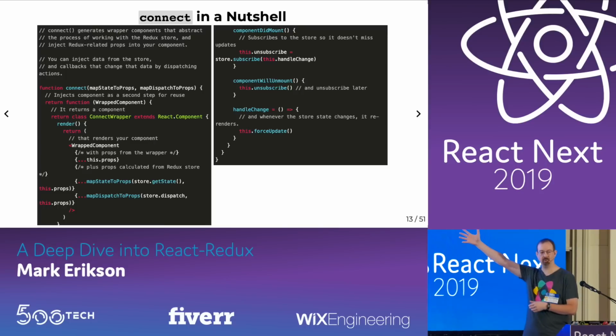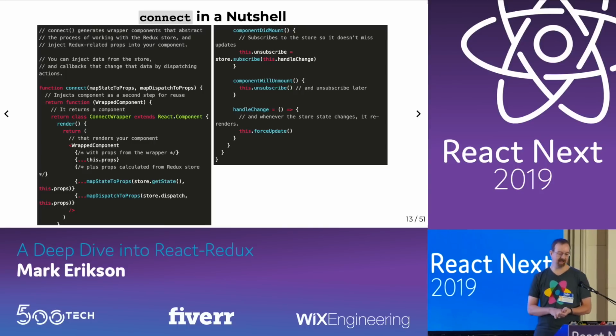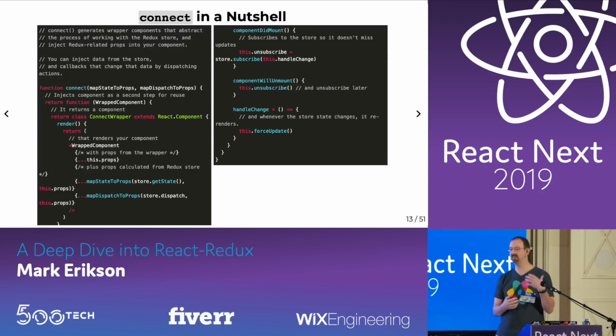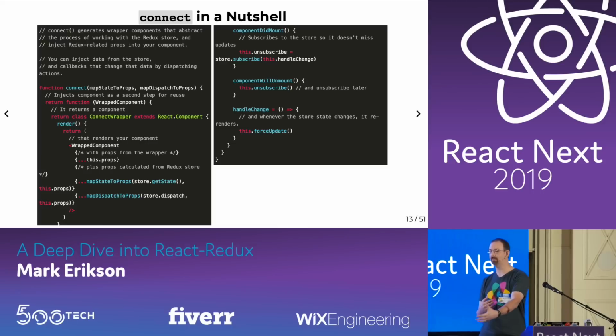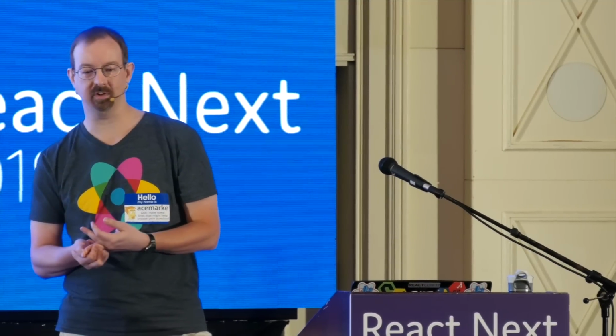And this is that code snippet from the gist. And so it shows that Connect accepts mapState and mapDispatch as arguments, returns a second function. The second function accepts your real component as an argument. And then it's going to render an instance of your component, pass in the props from the wrapper, and the props generated by the mapState and mapDispatch functions.